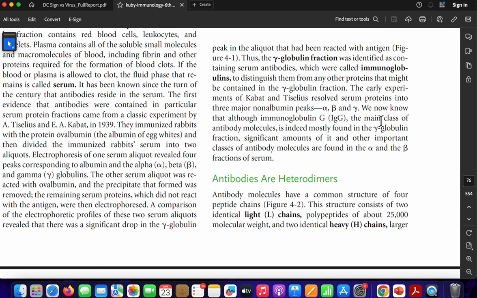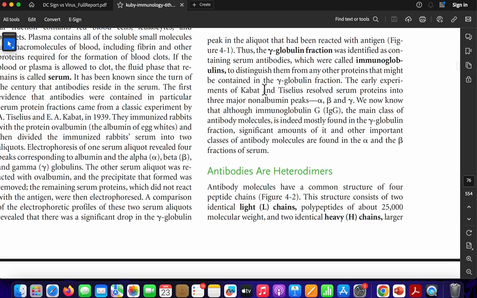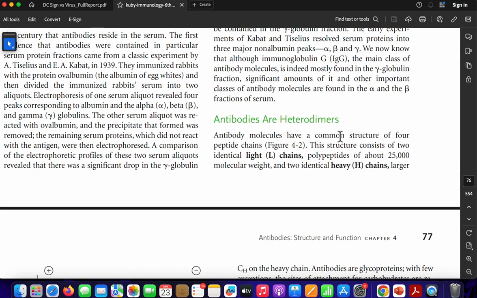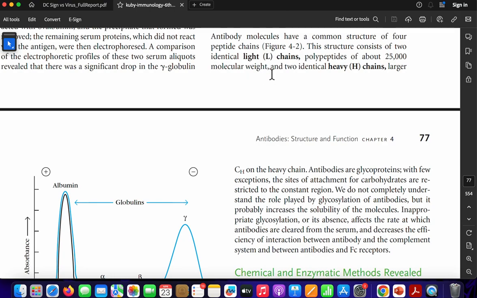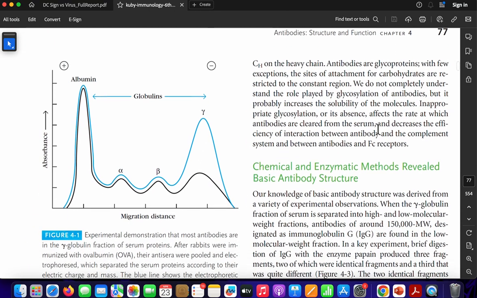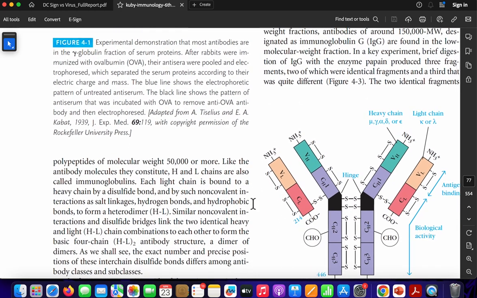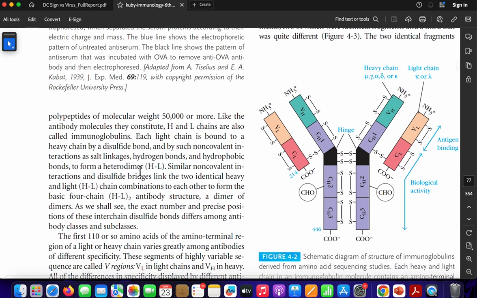To distinguish them from any other proteins that might be contained in the gamma globulin fraction, the early experiments of Tiselius and Kabat resolved serum proteins into three major non-albumin peaks: alpha, beta and gamma. We now know that although immunoglobulin G, the main class of antibody molecules, is indeed mostly found in the gamma globulin fraction, antibody molecules have a common structure of four peptide chains. This structure consists of two identical light chains, polypeptides of around 25 kilodaltons molecular weight, and two identical heavy chains, larger polypeptides of molecular weight 50,000 or more. Like the antibody molecules they constitute, H and L chains are also called immunoglobulins.